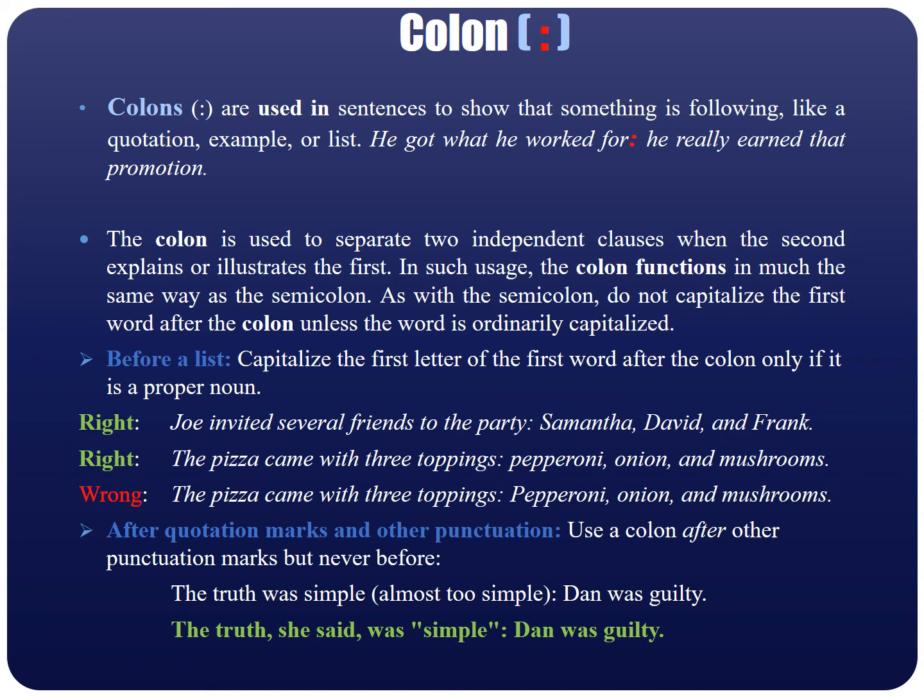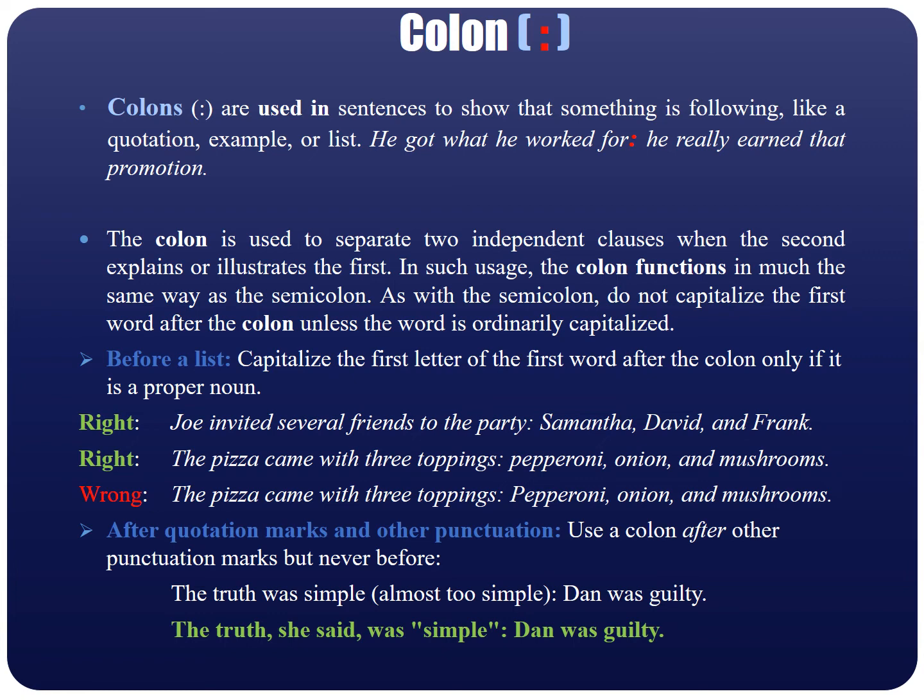And another thing is, in order to explain how a list follows a colon, the very first example is explained with the help of green color. "Joe invited several friends to the party: Samantha, David, and Frank." It is an independent idea that Joe has invited several friends to the party, fine. But who are those friends? The colon explains that Samantha, David, and Frank are those friends.